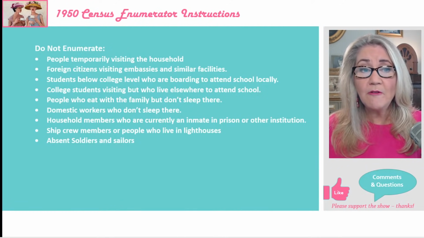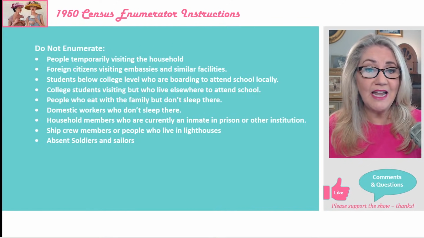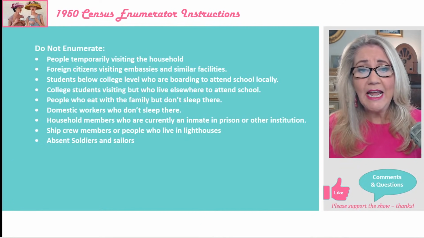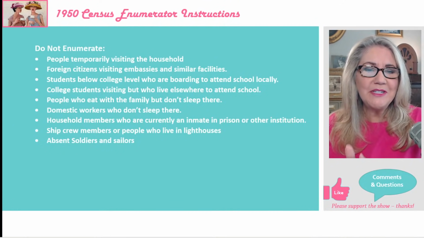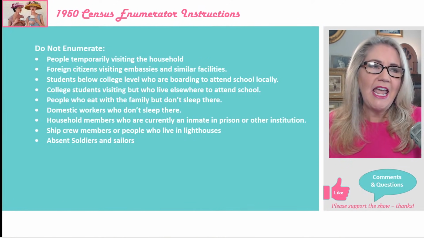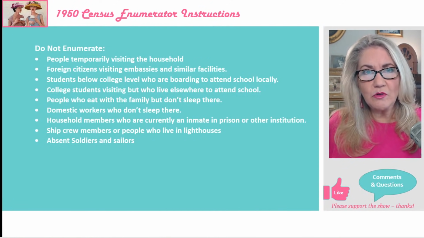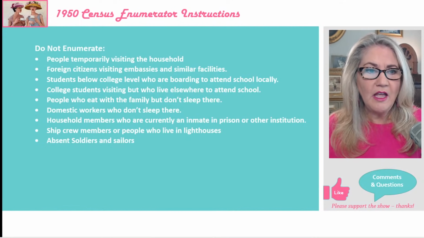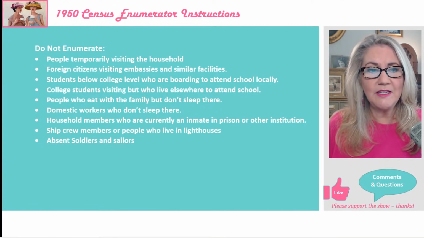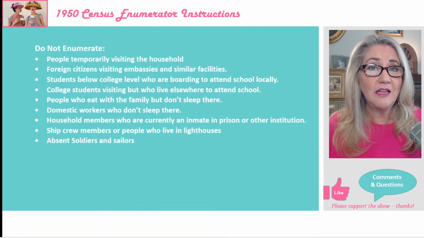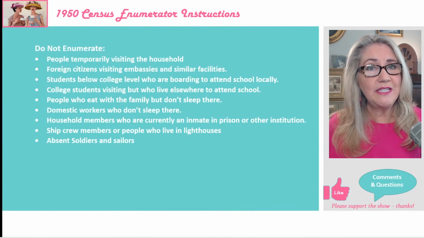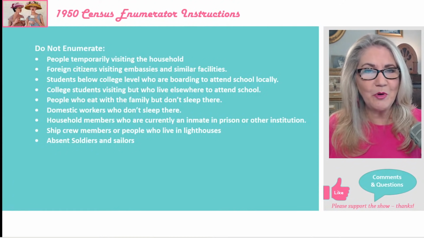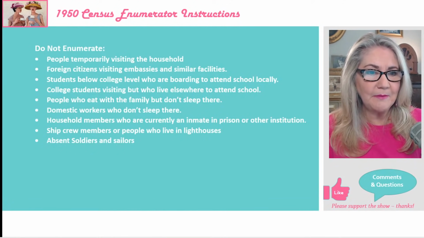Foreign citizens visiting embassies and similar facilities, students below college level who are boarding, and they're boarding to attend school locally. So this sounds like if you wanted your child to go to a better school and they were in, let's say, high school, so you send them to go live with Aunt Martha. So this is a student below college level boarding in Aunt Martha's home to attend school locally, but she's not supposed to be enumerated with Aunt Martha because that's not her home. Her residence is with her family.